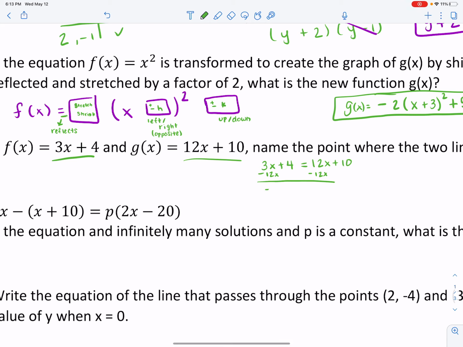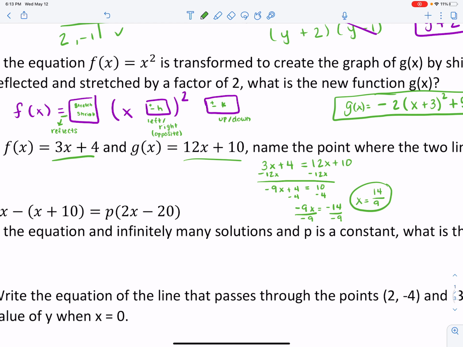3 minus 12 is negative 9, plus 4 equals 10 minus 4. So negative 9x equals negative 14. Divide by negative 9. x equals 14 over 9, which is not pretty, but that's okay.